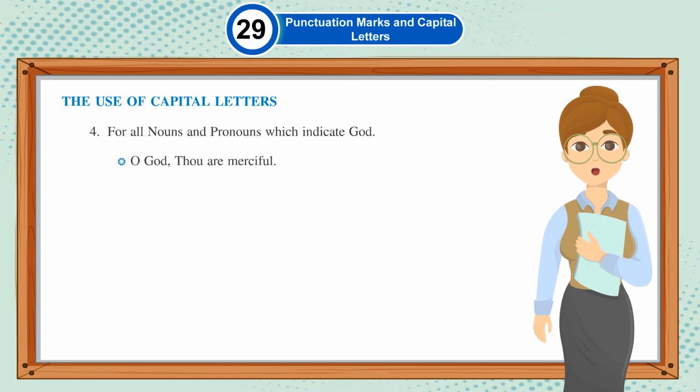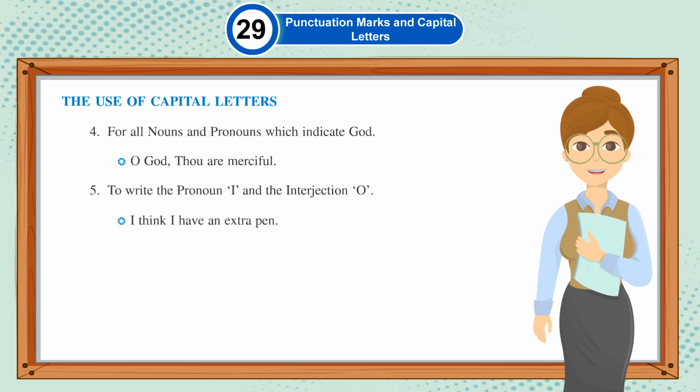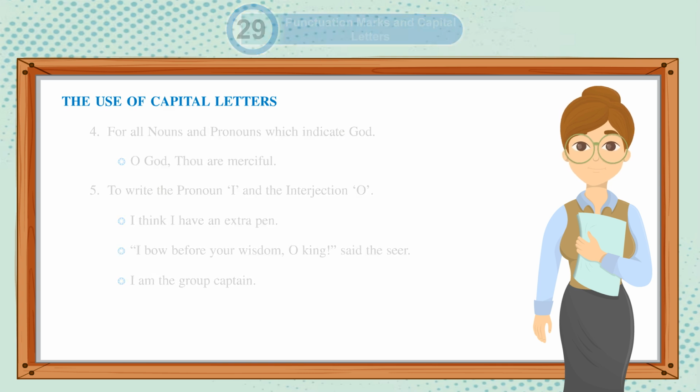O God, thou art merciful. To write the pronoun I and the interjection O. I think I have an extra pen. "I bow before your wisdom, O King," said the seer. I am the group captain.